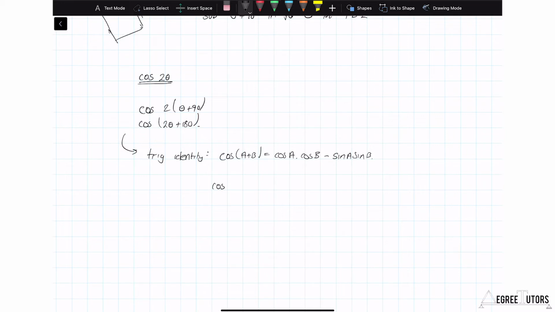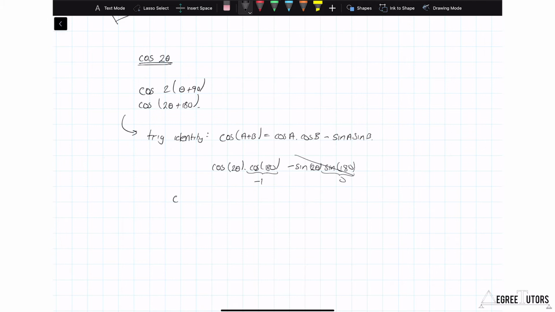Right, so what do we end up with? We'd end up with the cosine of A, which is 2 theta, times the cosine of 180. That's going to end up going to minus 1, minus the sine of 2 theta times the sine of 180, and that sine of 180, that ends up going to 0, so that means all of that goes to 0.